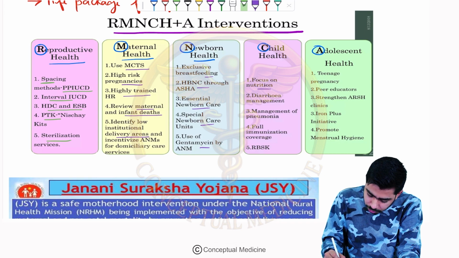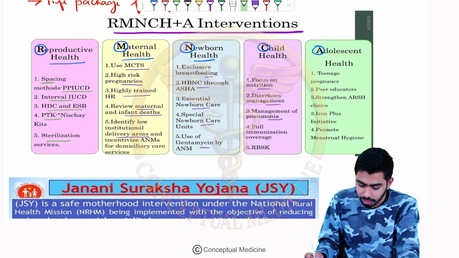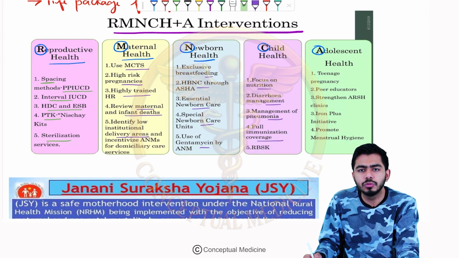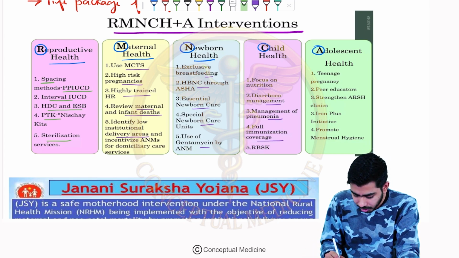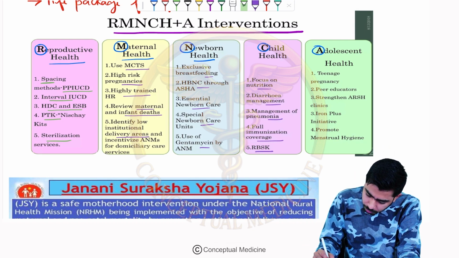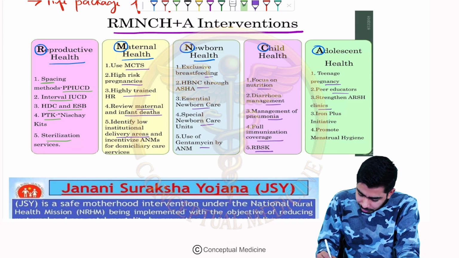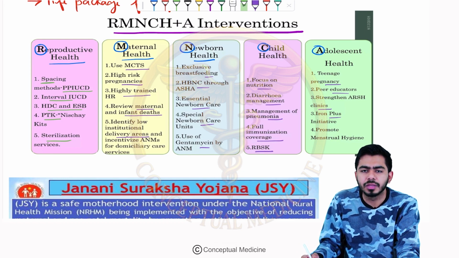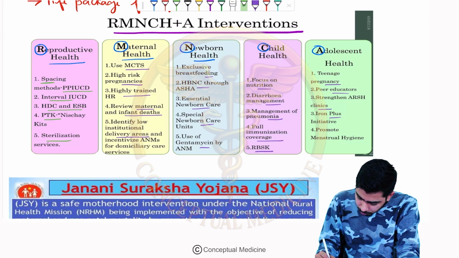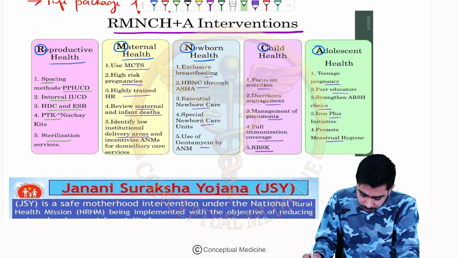Child health: focus on the nutrition part, diarrhea part, and the management of pneumonia, right? Then full immunization coverage, we need to talk about that, and then RBSK, which we will talk about separately. Adolescent health: the teenage pregnancy, peer educators, strengthening ARSH clinics, which we will talk about, the Iron Plus initiative, the folic acid initiative, and promoting menstrual hygiene, right? So these are the important points as far as adolescent health is concerned.